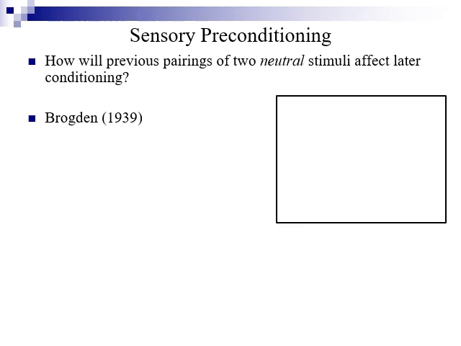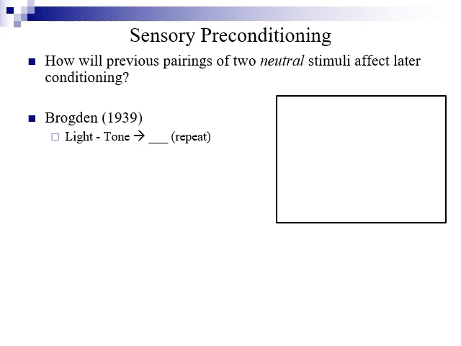Sensory preconditioning, this is a fun one. How will previous pairings of two neutral stimuli affect later conditioning? I just got to say, check out the date on this, 1939. And for all of these phenomena, overshadowing, blocking, latent inhibition, sensory preconditioning, for any one of these you can do a Galileo search, a research search, and you can find articles that deal with them that have been published in the last year, because these things never go away. They are so reliable. Anyway, so what did Brogden do?